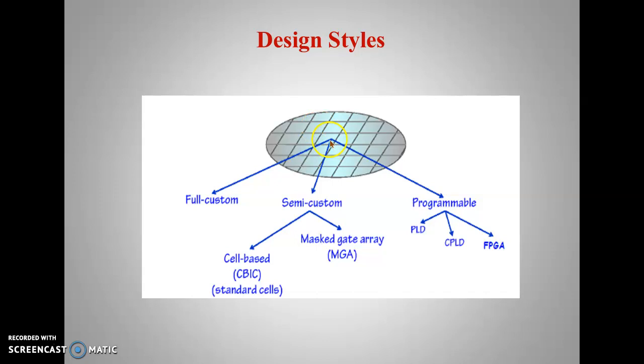Coming to the design styles, there are different design styles. If you consider this as an IC, it can be designed in any of three styles. One is full custom, the next one is semi custom, and another one is programmable. In full custom, we design right from the starting stage. Semi custom is done with the help of gate arrays and standard cells. Some cells are predefined elements, and if we design the circuit with those predefined elements, that is called semi custom.